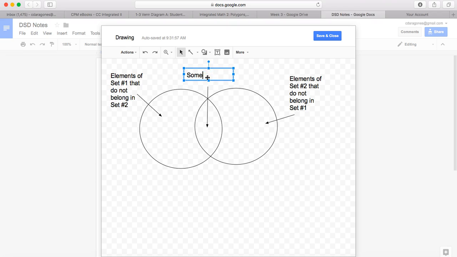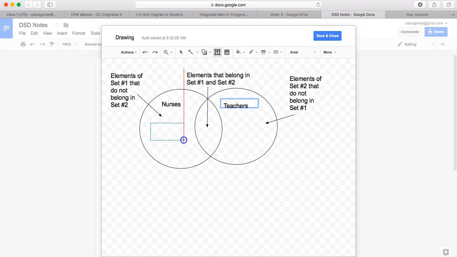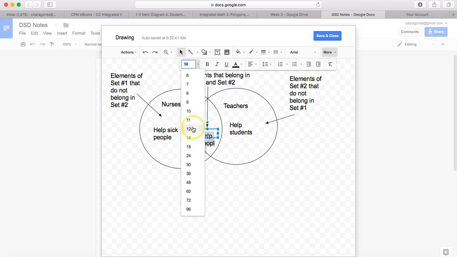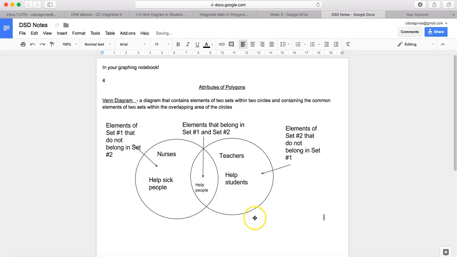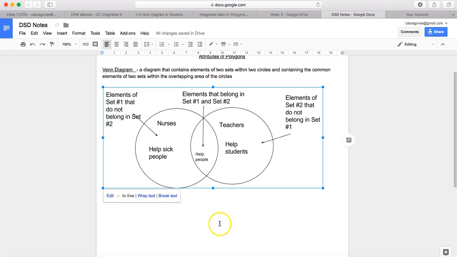Elements that belong in set number 1 and set number 2. So essentially, teachers and nurses both help people, right? So that's something that could go in the middle because both of them do that. So that's an example. So I'm going to write an example. So maybe the first set is nurses. And then the second set is teachers. And nurses help sick people. Teachers help students. And then they both help people. Okay. So go ahead and copy this diagram on page 4 and pause the video while you do that.